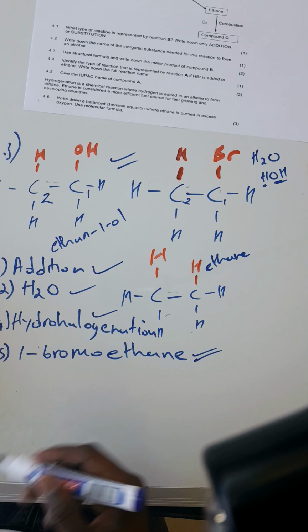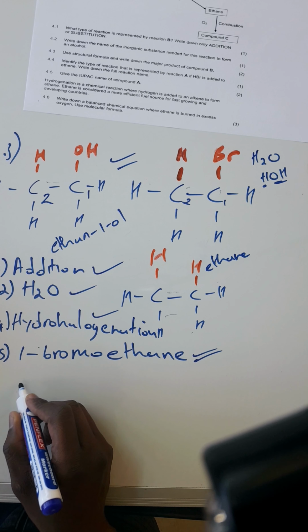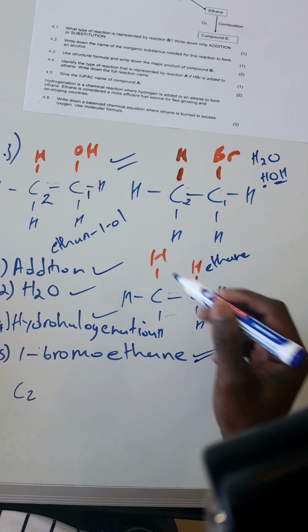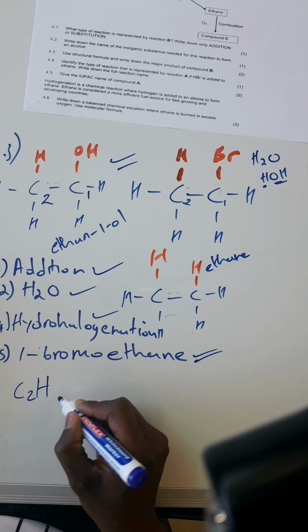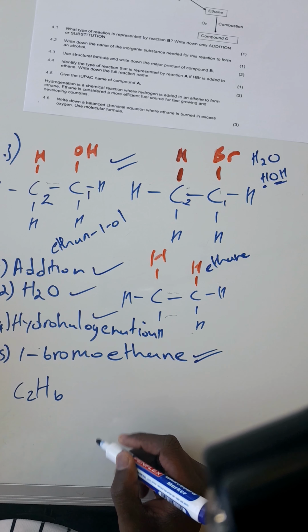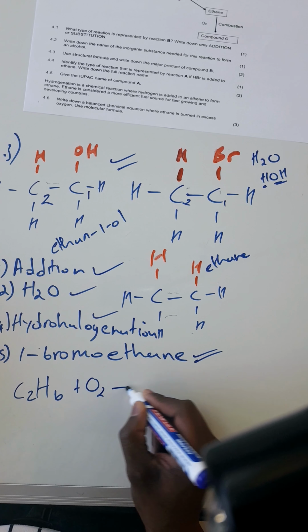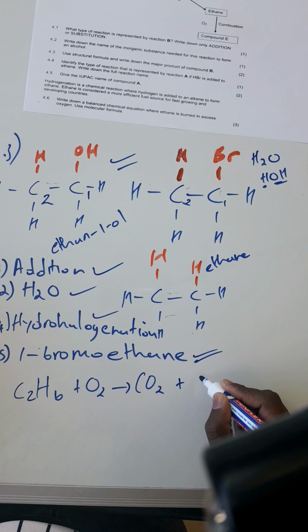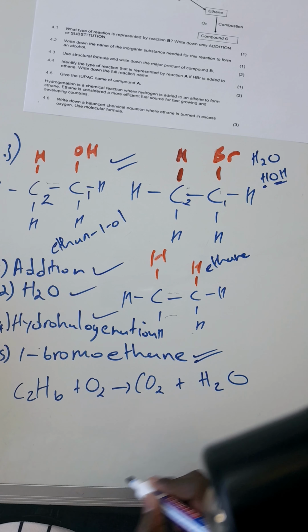Let's have ethane. What we know about ethane is that it's an alkane with 2 carbons. But how many hydrogens? You can simply just count them: 1, 2, 3, 4, 5, 6. So we have C2H6. It reacts with oxygen. This reaction, complete combustion, always gives you carbon dioxide and water.